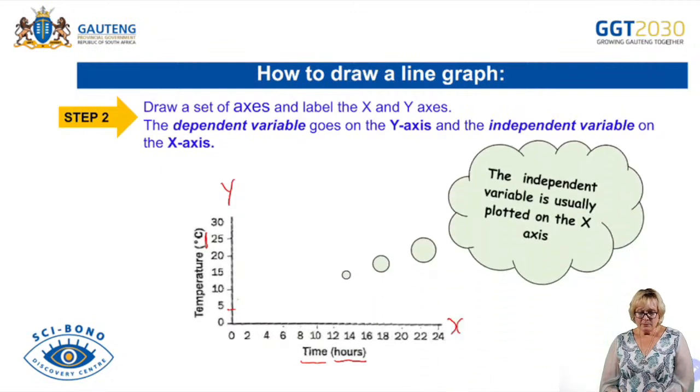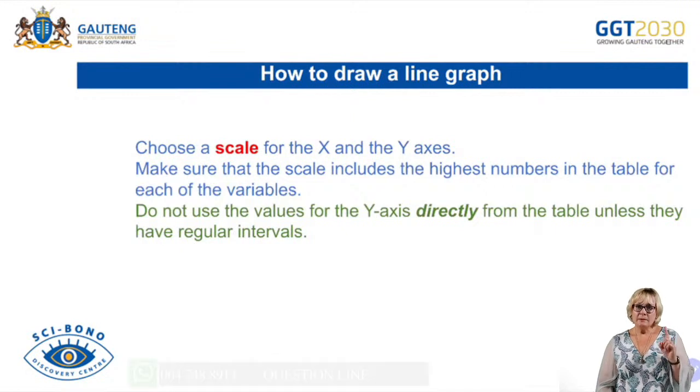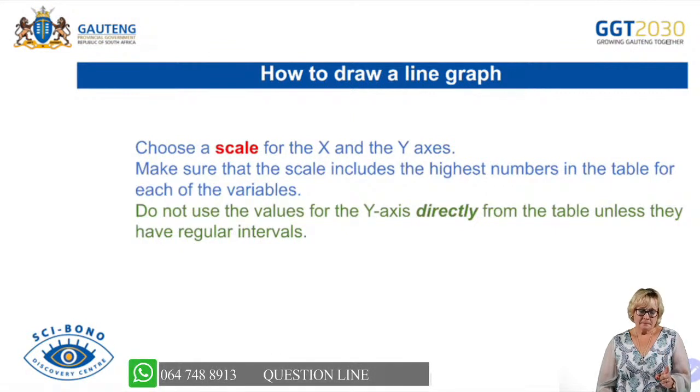The independent variable is usually plotted on the x-axis, all right, and the dependent one here on the y-axis. Choose a scale for the x and the y-axis, and this is where many learners lose marks. Make sure that the scale includes the highest numbers in the table for each of the variables. Do not use the values for the y-axis directly from the table unless they have regular intervals. So don't let us catch you out.